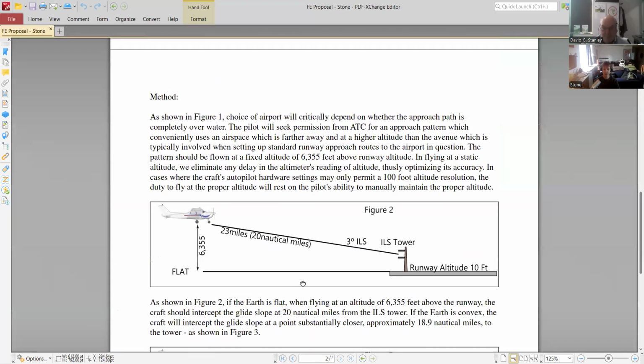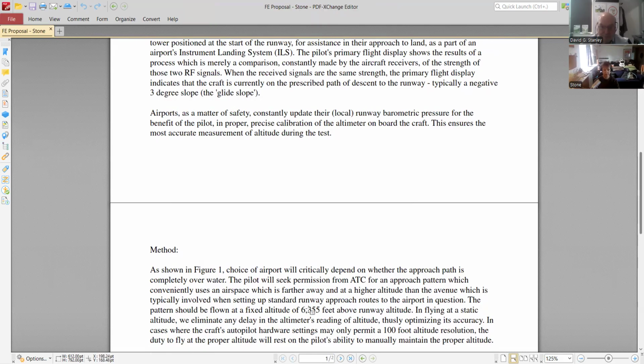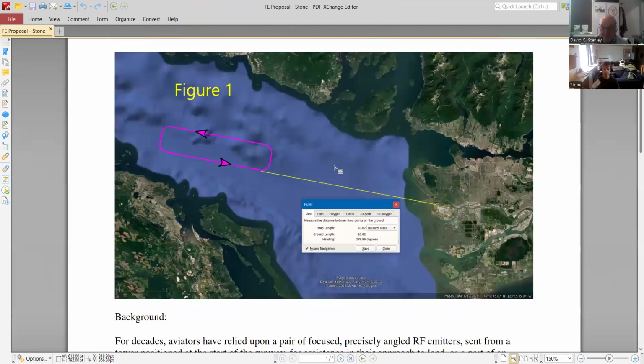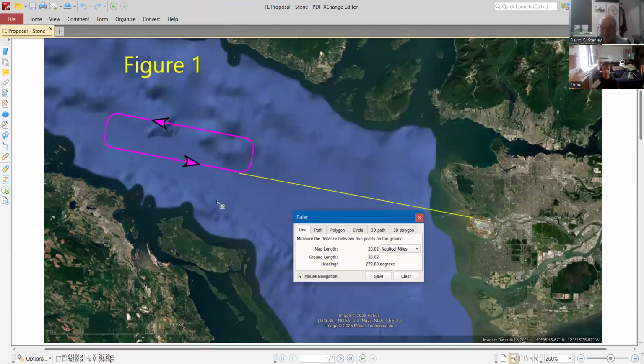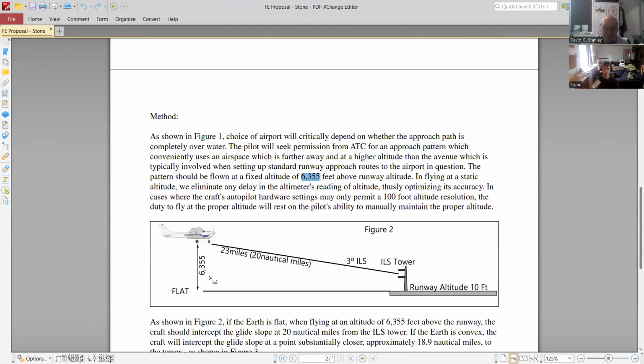And when we look at the math, it comes to this figure here, which is, let me see, I'm going to select text, 6,355 feet above the runway altitude. That is going to be a standard, simple measurement of horizontal, straight across looking at this. So what we're looking at is an approach where here's the plane approaching the runway, but in terms of this experiment, the plane will be flying level.